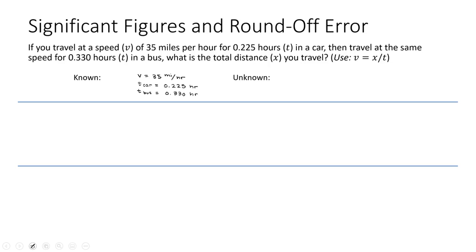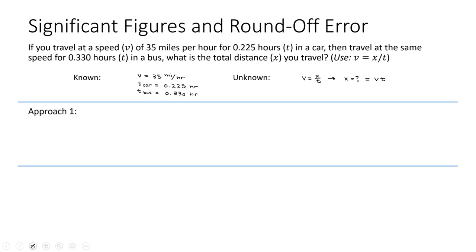So what is my unknown in this case? It's distance. And so here I'm going to write down the equation that I'm given, v equals x divided by t. And I can actually rearrange that and get an equation for x, my unknown, in terms of v and t, which you'll see I have both of those things in my known category. So that's going to help me solve this problem.